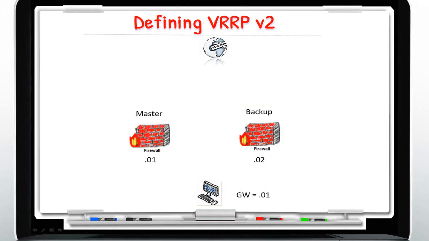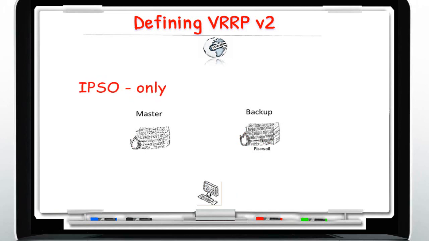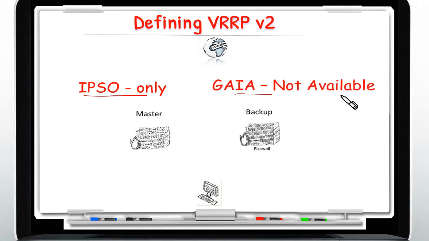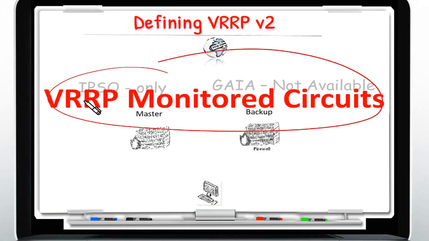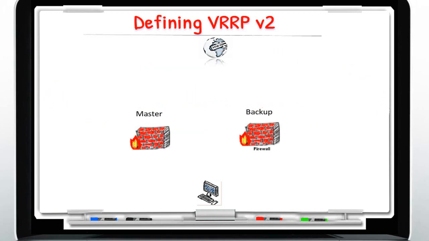Now, before I go too deep into VRRP version 2, let me pause here and talk about a few issues. First of all, VRRP version 2 is only supported on the IPSO operating system. It's not supported on the Gaia operating system. VRRP version 2 had some design and implementation problems, and so that's why Checkpoint came out with VRRP monitored circuits, which address some of these design flaws. And so that's why Gaia only supports VRRP monitored circuits and does not support VRRP version 2.